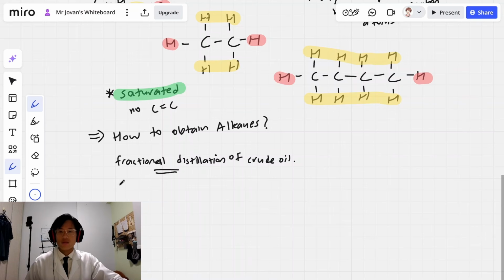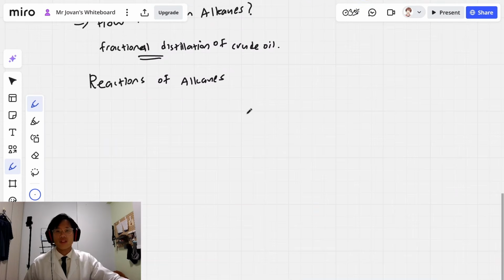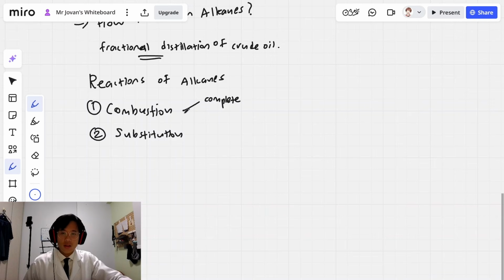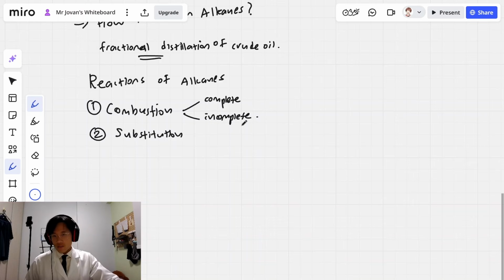Now, we are going into the reactions of alkanes. We only have two reactions that you must know. First one is combustion. Second one is substitution. For combustion, we have complete and incomplete. Okay, let's go through.